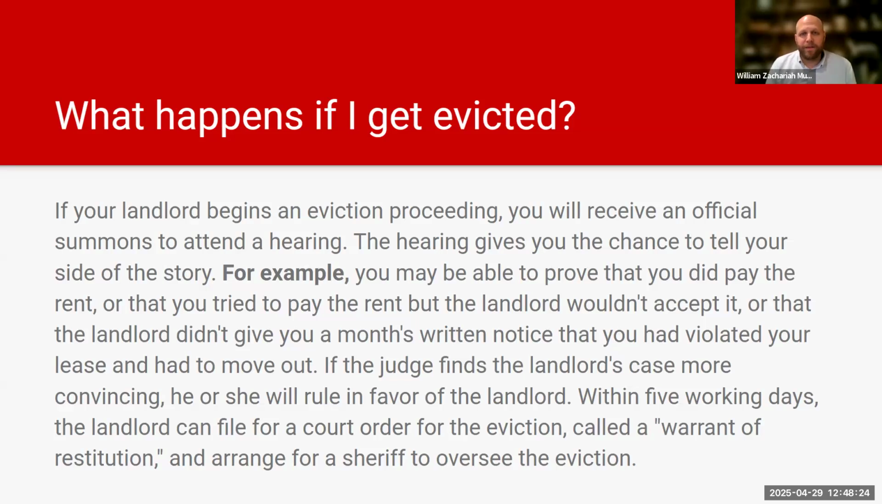If they do find that you can be evicted, then the landlord can officially seek permission from the court to evict you, to change the locks, to remove your belongings so that you no longer have access to or possession of the property.